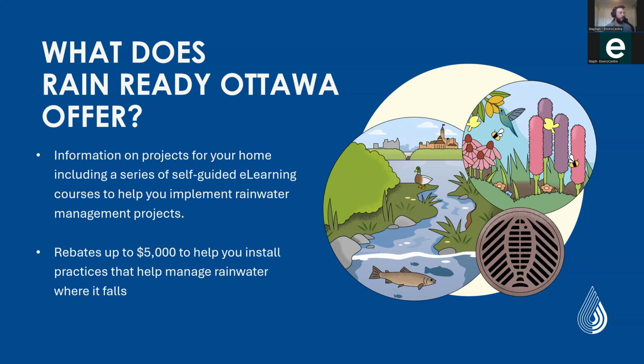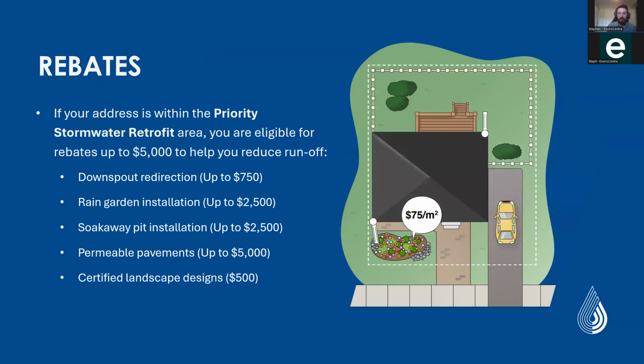And the other offering for the program is rebates up to $5,000 to help you install practices that help manage rainwater where it falls. So depending on the area of town you're in, you can have up to $5,000 in rebates for doing some of these improvements to your home. Like I said, downspout redirections, rain garden installations, soakaway pits, permeable pavement installation, or certified landscape designs. You can see all the different rebate amounts. So those are up to, and there can be a combination of those, but they can't exceed $5,000.